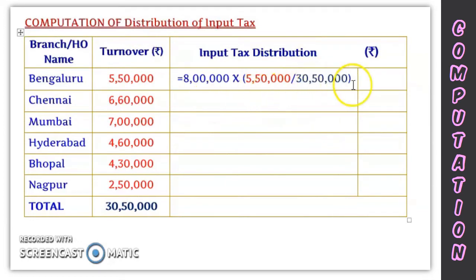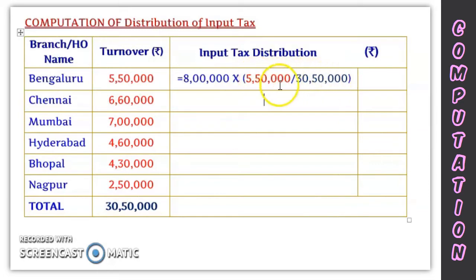So now we have to calculate the exact amount. What we have to do is 5,50,000 divided by 30,50,000 into 8 lakh. So generally, when you are using any mathematical operation, first preference we have to give something which is in bracket, right?